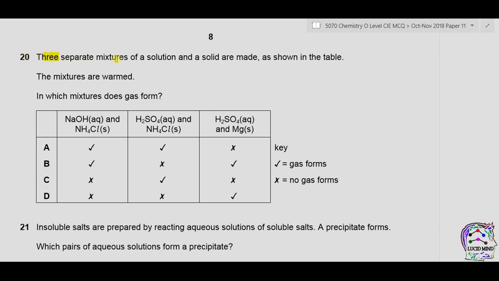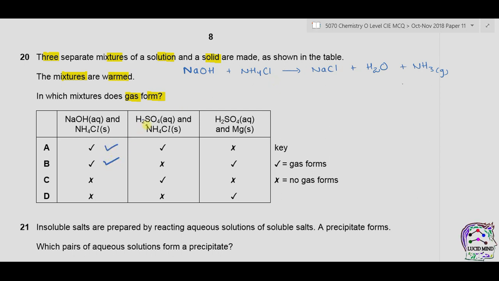Question 20. 3 separate mixtures of solution and solid are made as shown in the table. The mixtures are warmed. In which mixture does gas form? First is the reaction of sodium hydroxide aqueous with ammonium salt. Now we know that when ammonium salt is reacted with alkali, it forms ammonia gas along with salt and water. The reaction would be like this. The product is salt, which is sodium chloride, water, along with the production of ammonia gas. So A and B could be correct.